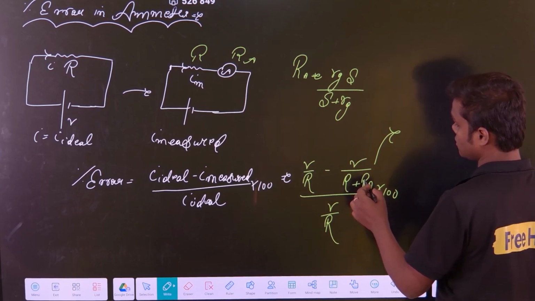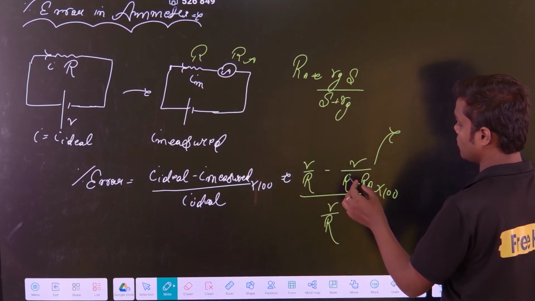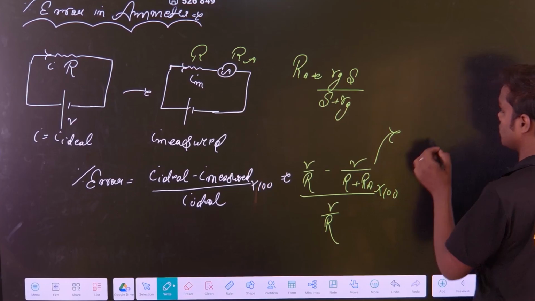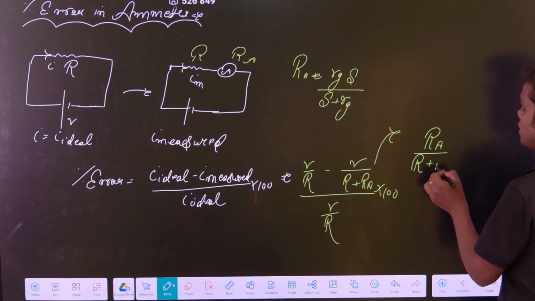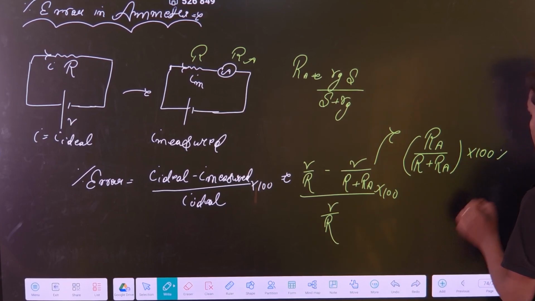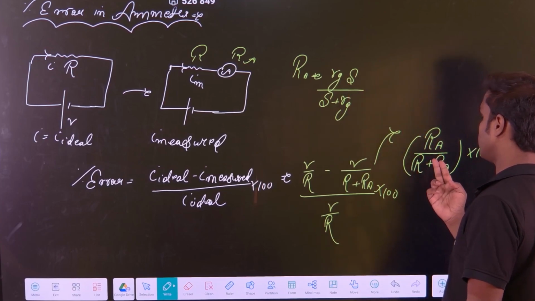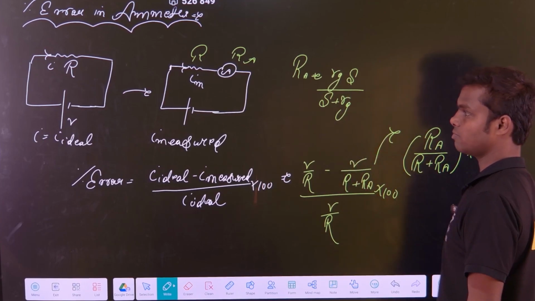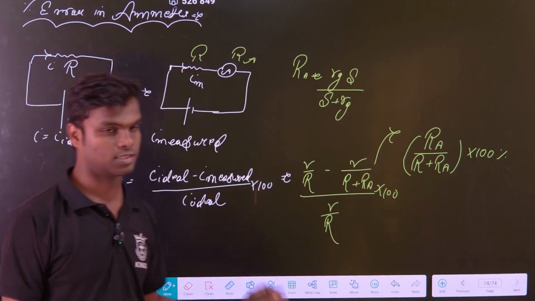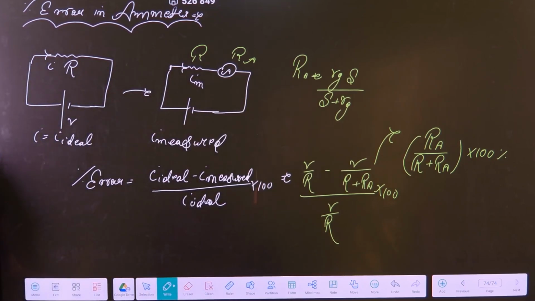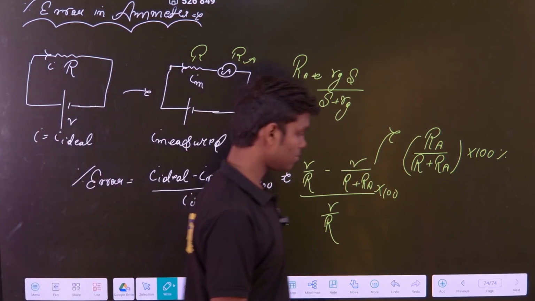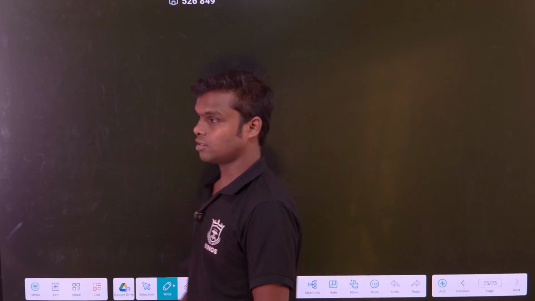V will be cancelled out and we are getting 1 minus 1 upon R plus RA. So basically it will become RA upon R plus RA into 100. That is the percentage value we will have. Now if you want, you can put the RA value here, you will get the exact value. So that is how we can measure the percentage error in an ammeter. Clear? Similarly, we can measure it for the voltmeter also. Clear? Okay. So these are the instruments we have covered.